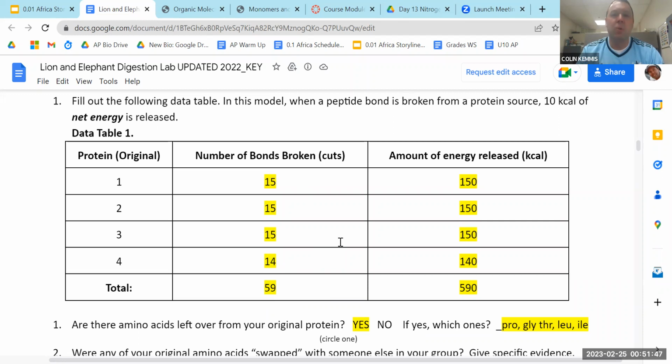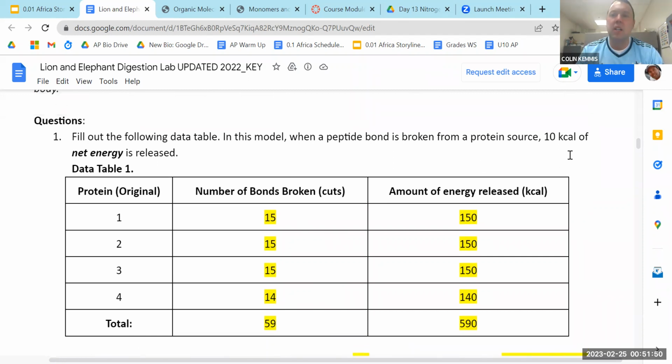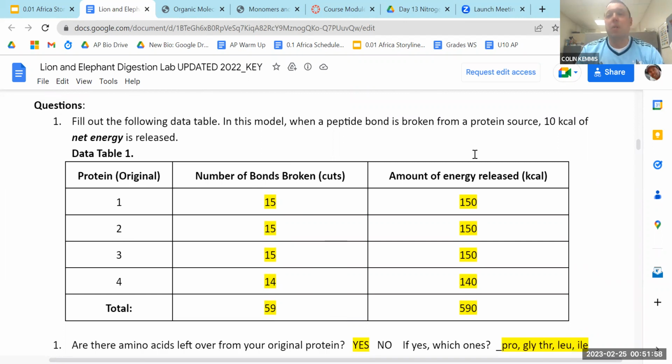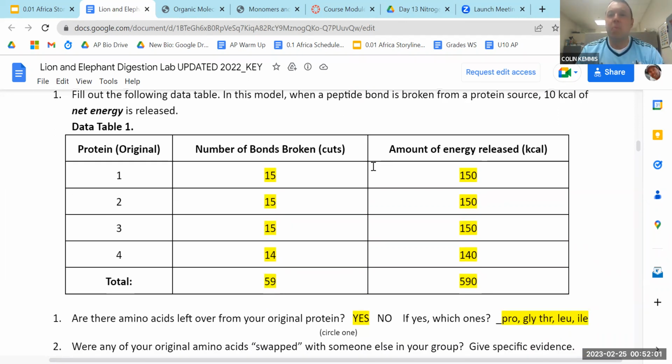Then we're just going to use a nice round number here: 10 kilocalories per bond. It's released with each bond broken. So then it's pretty simple math: 15 times 10 is 150, 15 times 10 is 150, and so on. Add it all up and 590 calories are released from the protein. It seems like a lot, but remember, we're going to build more proteins again. So overall, proteins don't have a large net energy gain, and they're not a source of it. We use them for structure.